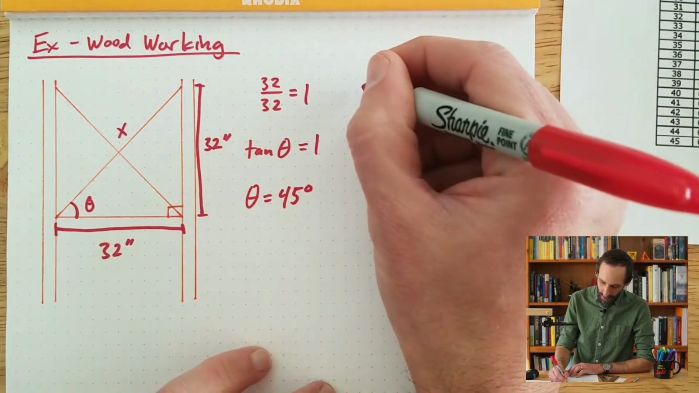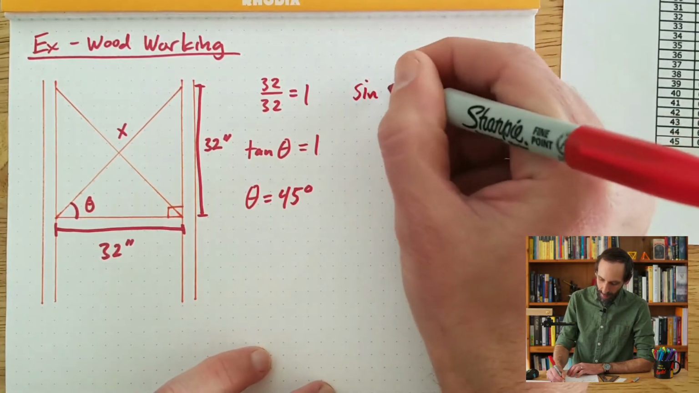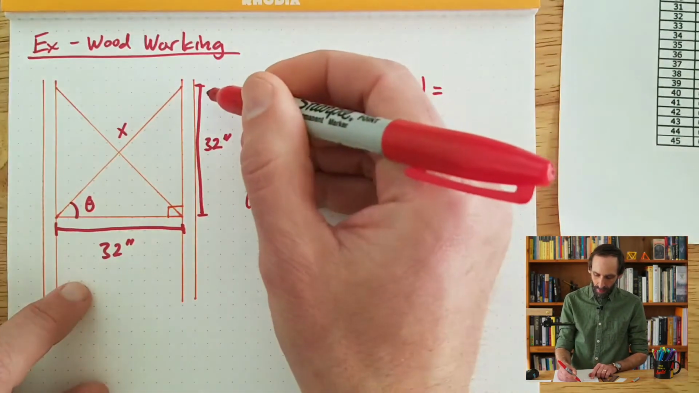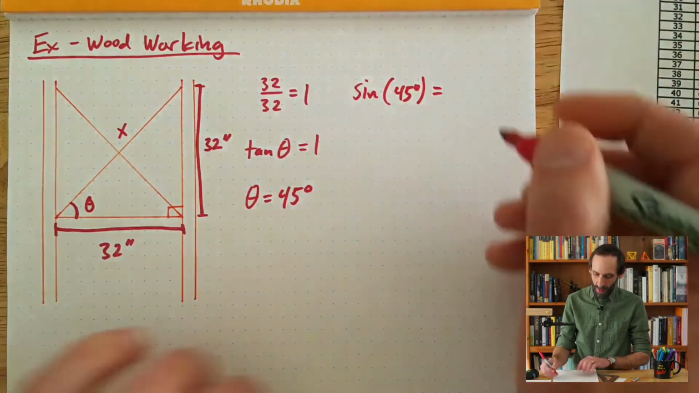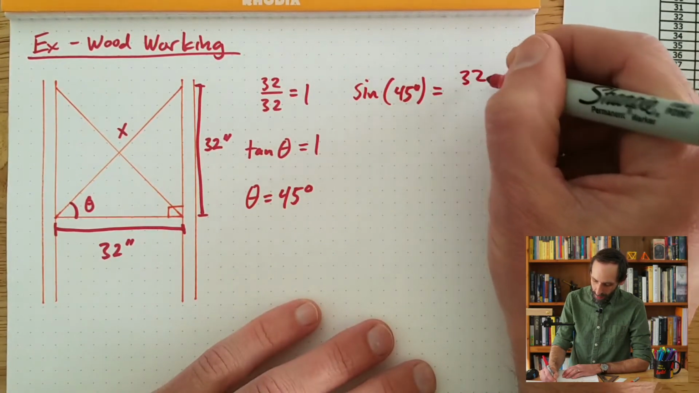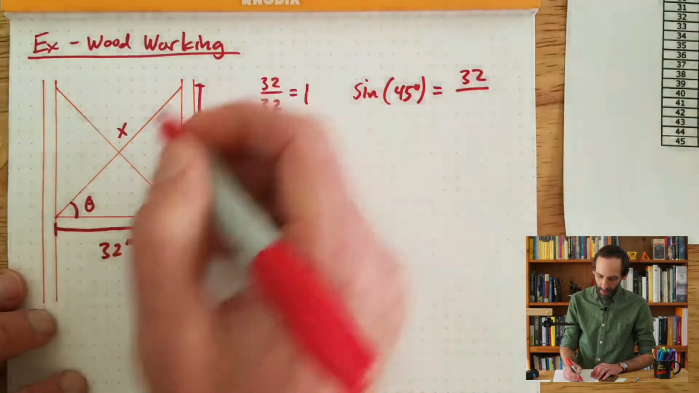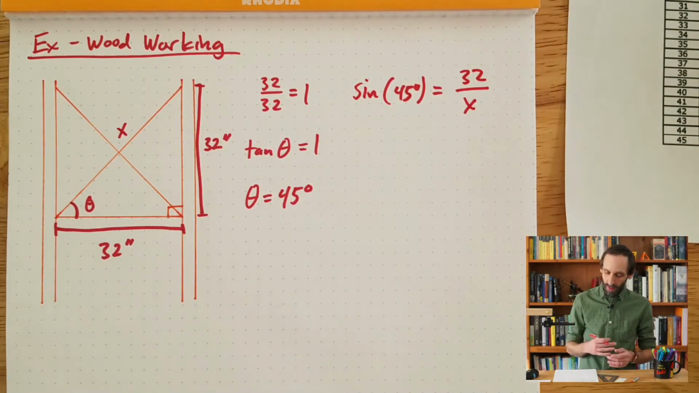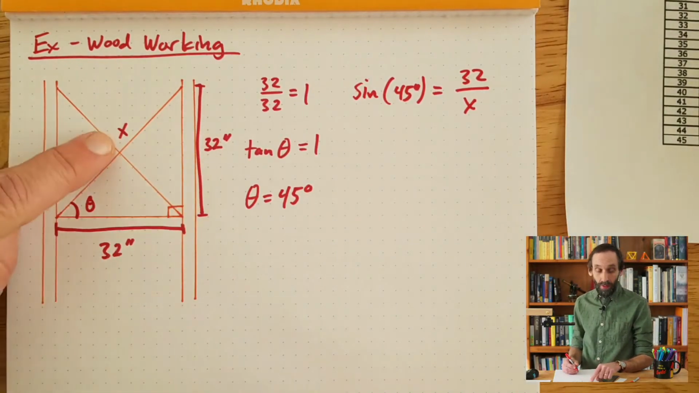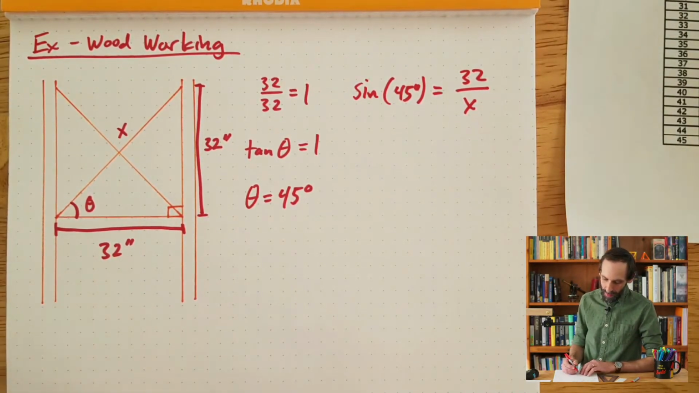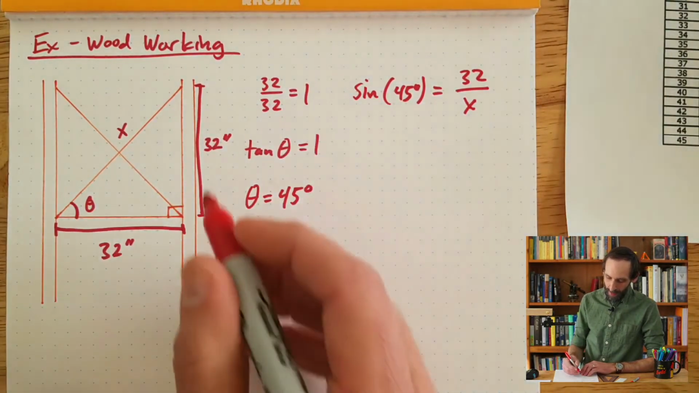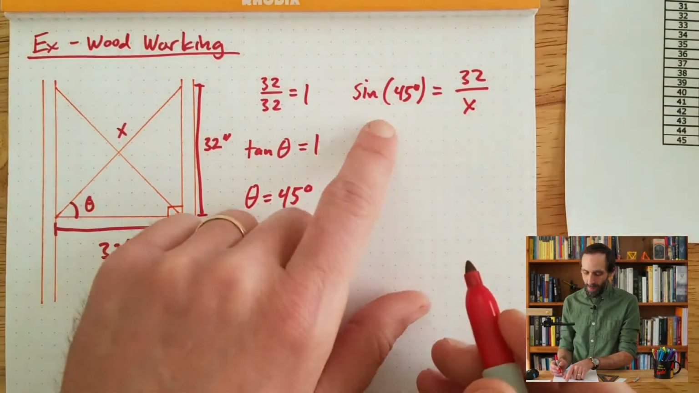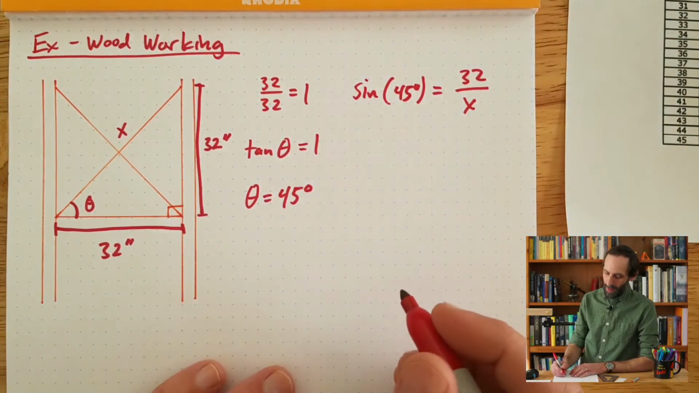So let's go ahead and use the sine. I'm going to say the sine of my angle, which I now know is 45 degrees, is equal to the opposite, the rise, which is 32, divided by the hypotenuse, which is x. Of course, you could also do the approach that I talked about in the previous lesson, where you divide everything through by the hypotenuse. If you did that, you would divide everything by x, and you would get 32 over x, which is exactly what we see here. So either way, it's going to be sine 45 equals 32 over x.